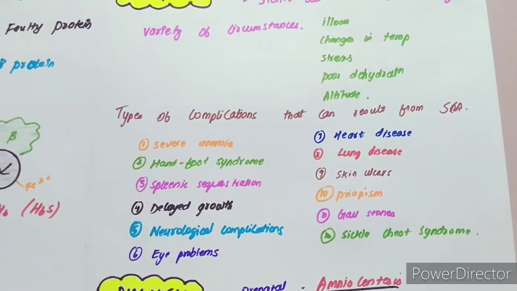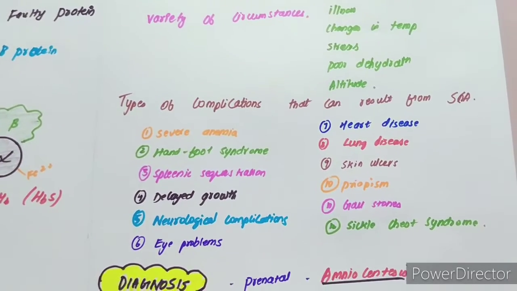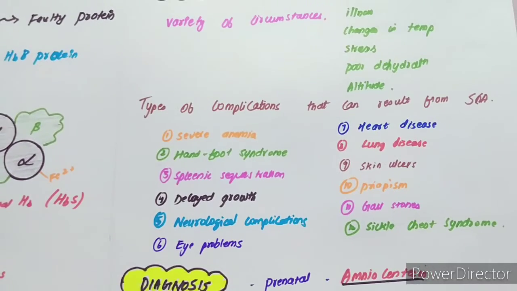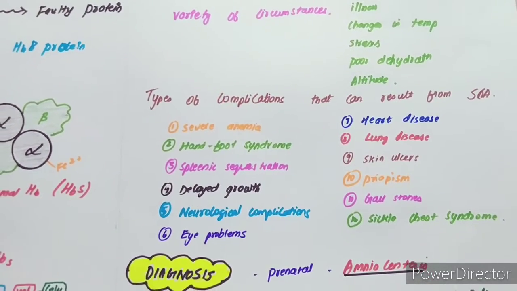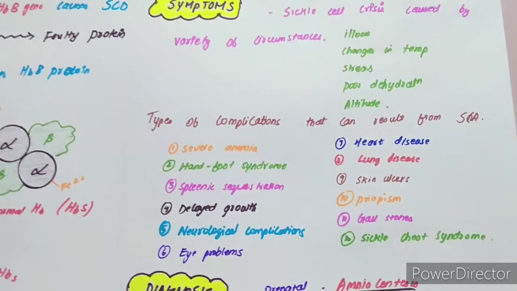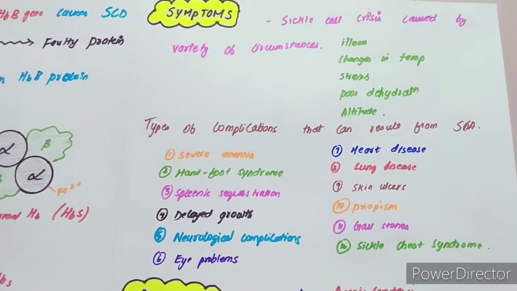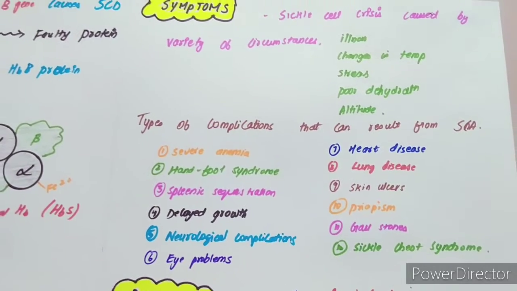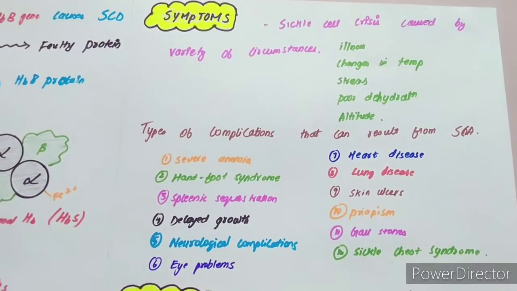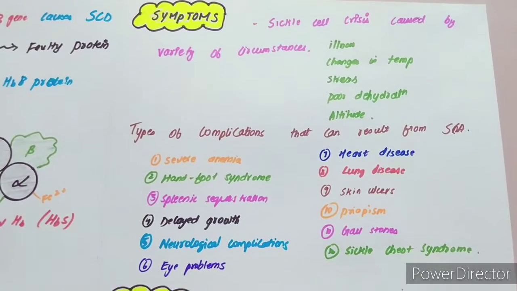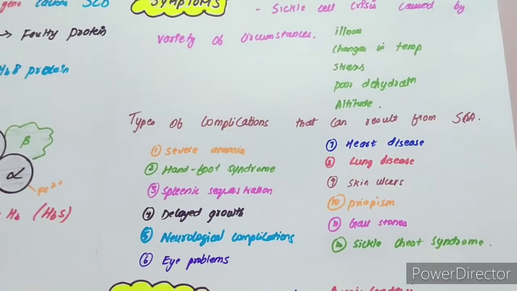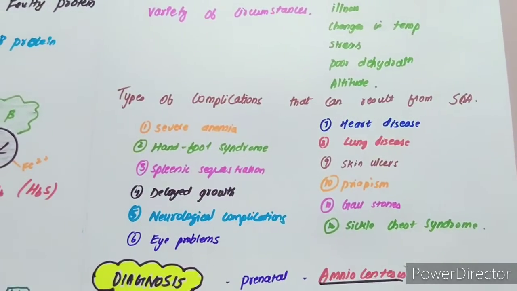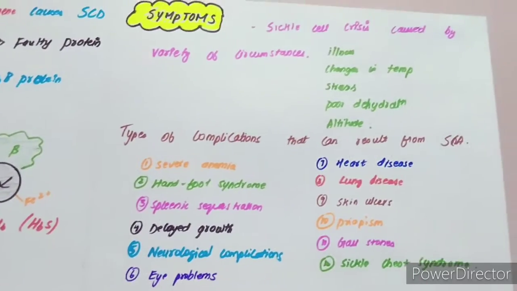Now, priapism. It is a persistent and painful erection of the penis that happens when the blood vessels in the penis are blocked. It can lead to impotence if left untreated. The next one is gallstones, one of the complications not caused by vessel blockage. Instead, they are caused by the breakdown of the RBC. A byproduct of the breakdown is bilirubin. A high level of bilirubin leads to gallstones or pigment stones.